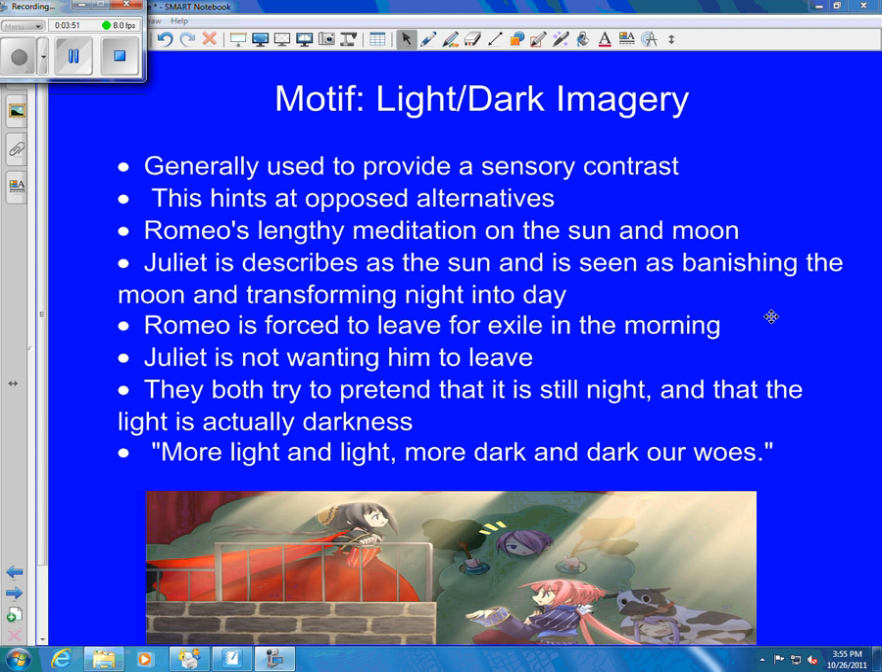Romeo's lengthy meditation on the sun and the moon: Juliet is described as the sun and sees it as banishing the moon and transforming night into day. Then you see another example when Romeo is forced to leave for exile in the morning. Juliet doesn't want him to leave. They both try to pretend that it is still night and that the light is actually darkness. More light and light, more dark and dark our woes.